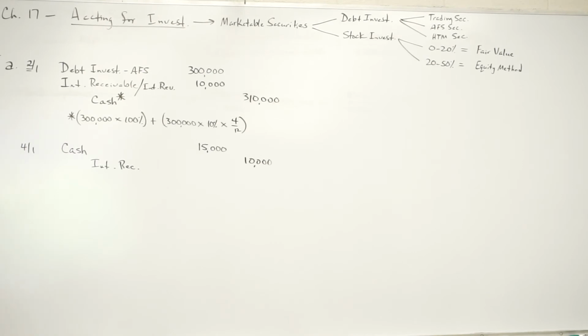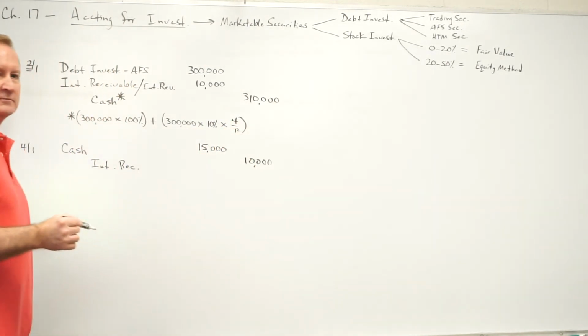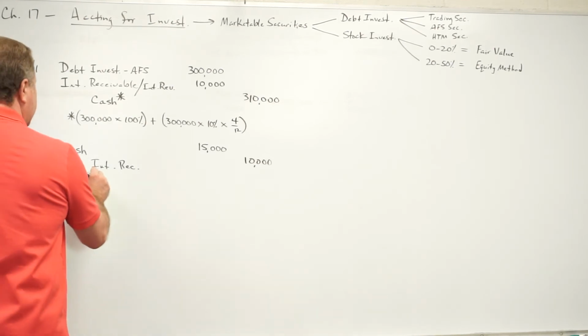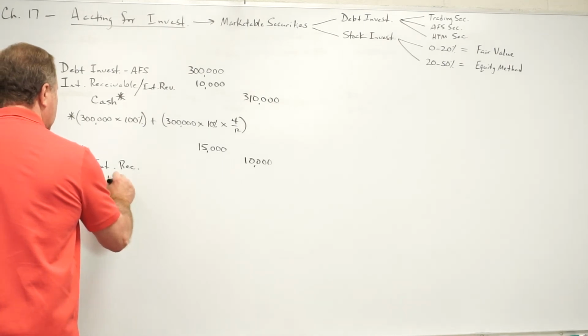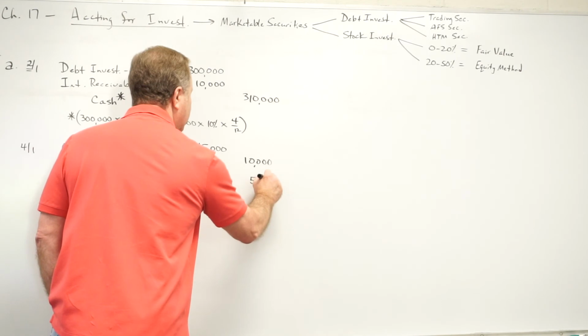But haven't you earned some interest for the month of October and November? I'm sorry, the month of February and March. So do this: 300,000 times 10% times 2/12. What's 1/6 of 30,000? 5,000. So that would be interest revenue, 5,000.